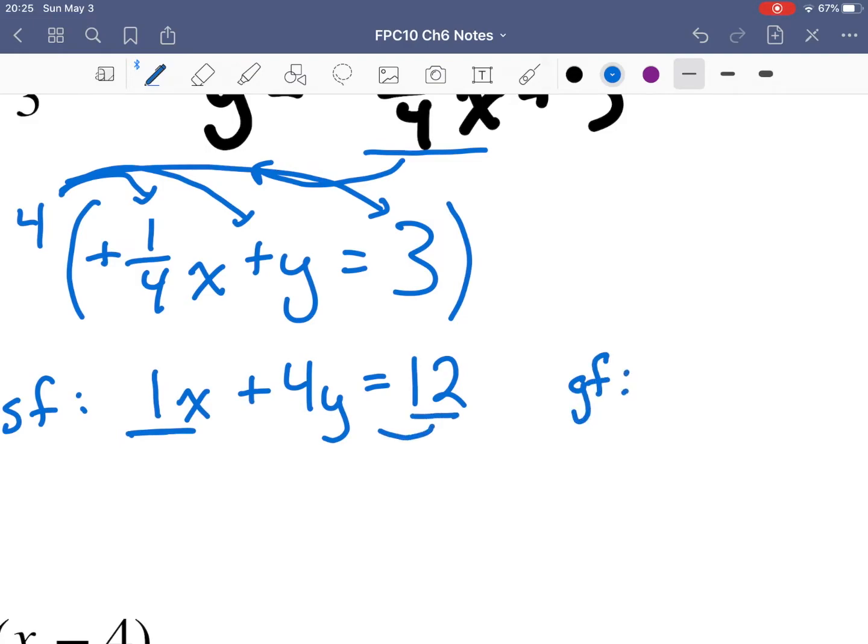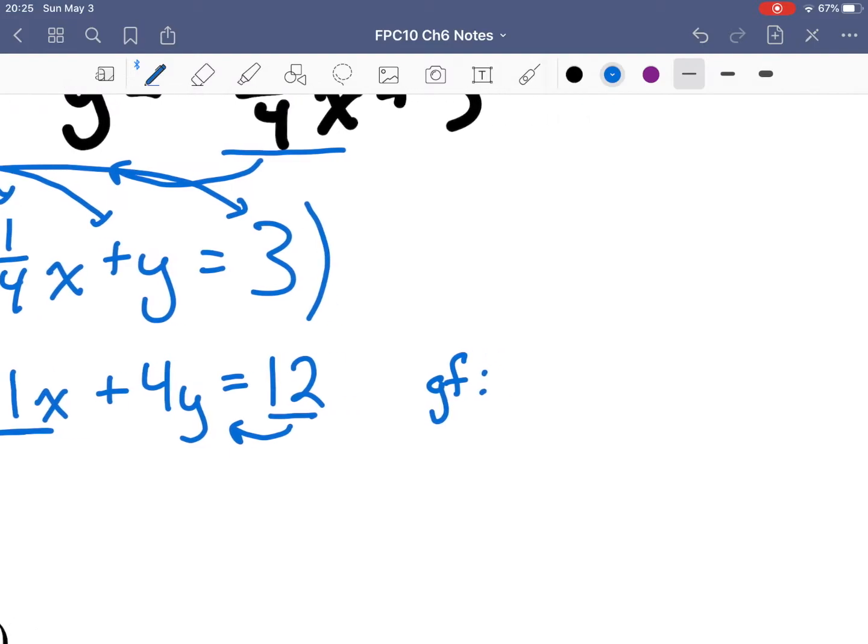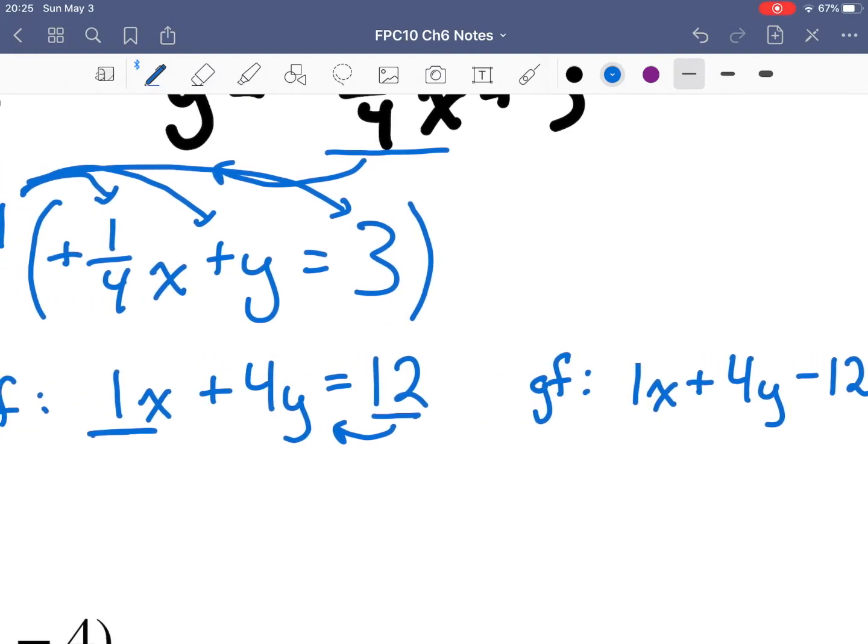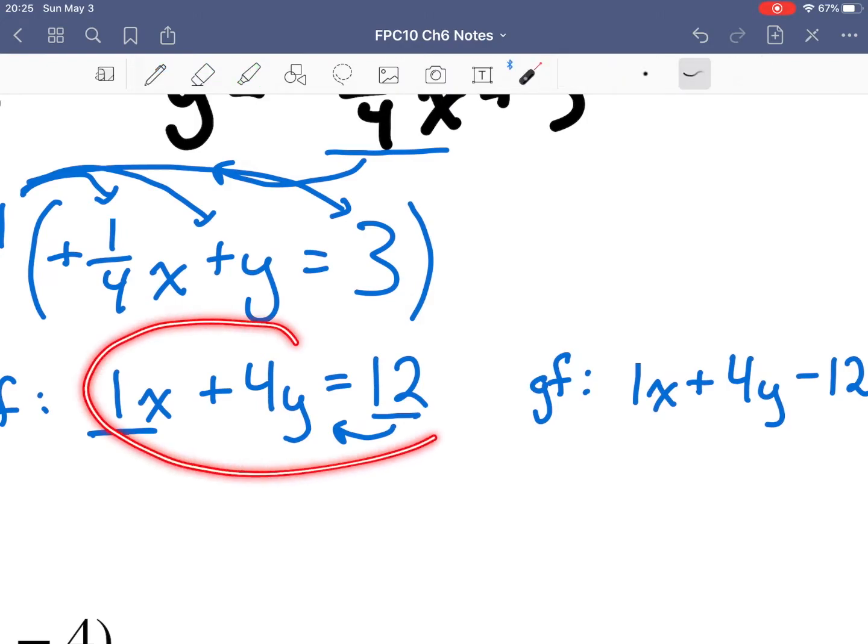Now we want to convert this standard form into general form. And that's pretty easy. We just need to take this 12 and move it over to this side. We're going to get 1x. I don't need to write the 1 in front of x there. Plus 4y minus 12 is equal to 0. That is general form.